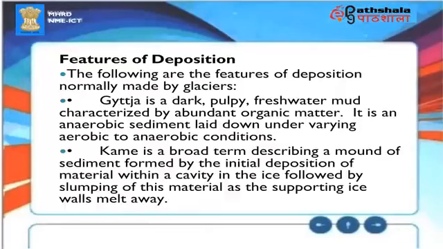Features of deposition. The following are the features of deposition normally made by glaciers. Gyttja is a dark, pulpy freshwater mud characterized by abundant organic matter. It is an anaerobic sediment laid down under varying aerobic to anaerobic conditions.